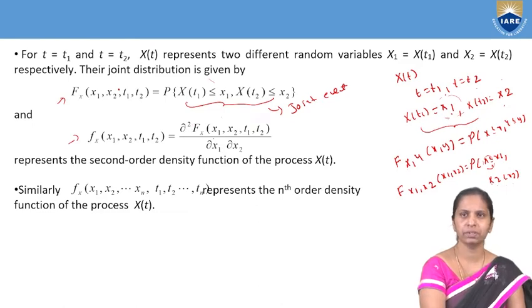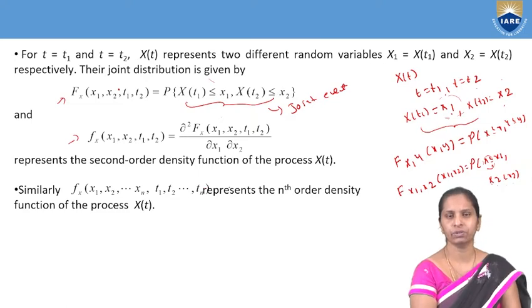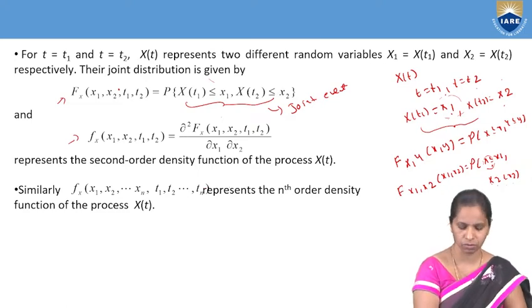The second order differentiation of the joint distribution function of the random process at t equals t1 and t2 is called as what? The second order joint density function of the random process x of t at t equals t1 and at t equals t2. Okay. And similarly, I can go for nth order distribution function and density functions also.